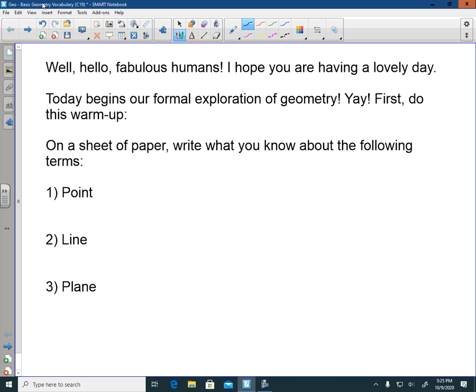Well, these three terms, point, line, and plane, are the three basic building blocks of geometry. They're called the undefined terms of geometry. And when you're thinking about the science of geometry, these are the three basic objects that we're going to deal with. We're going to talk about what they are in just a bit, but I just wanted to get your thinking going on that.